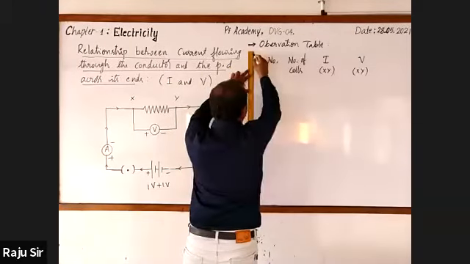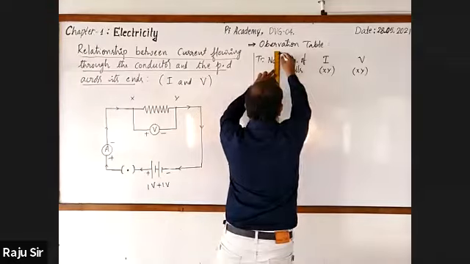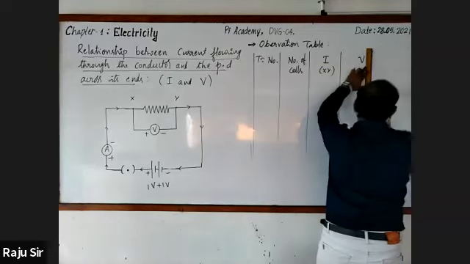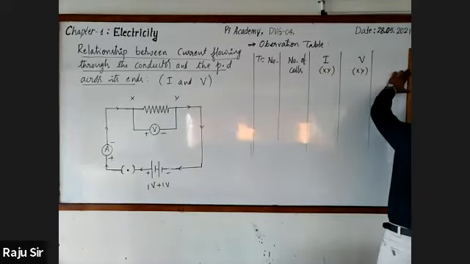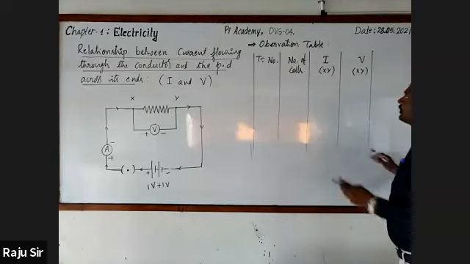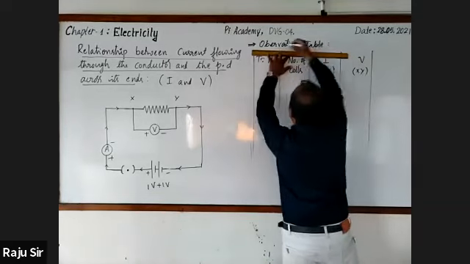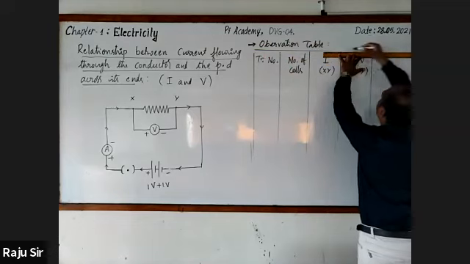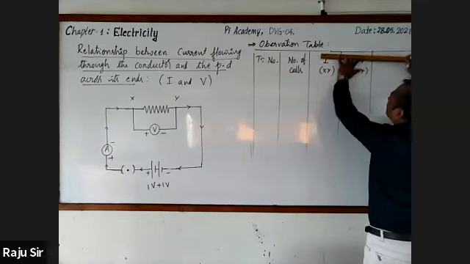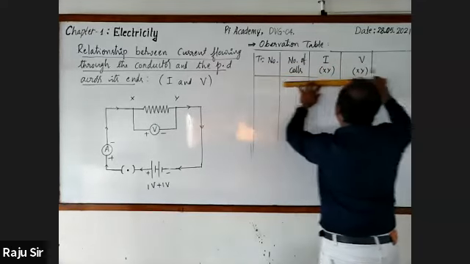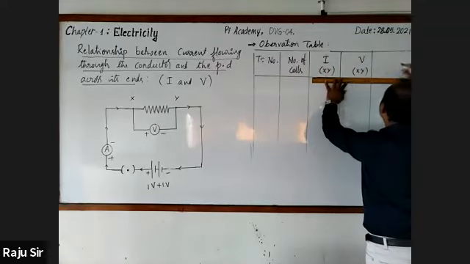Prepare the table using scale and pencil. Here, number of cells, third column. Current, fourth column. Voltage. Anyhow, we are going to find out the relationship between these two. I have prepared one more column. Hope that you are drawing with me. Don't take separate time for drawing, the time will be wasted. You should go on writing with me.